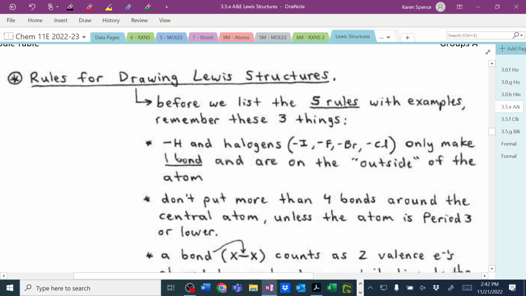Rules for drawing Lewis structures. We are going to list the 5 rules and there's examples in here. I'm actually going to do the examples off to the side. I put them in here in case somebody is away and they're not taking the notes along with us. So you might want to have scrap paper. If you want, there's free blank paper back there. You might want to grab it.